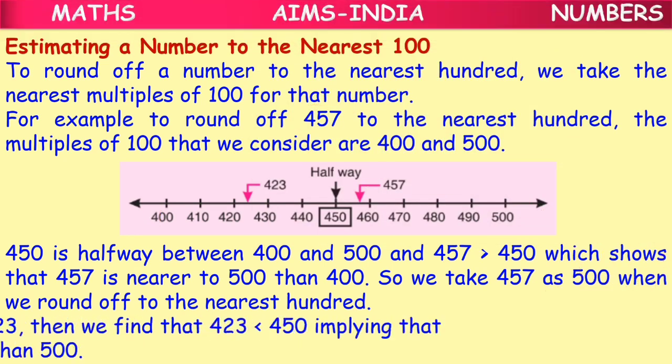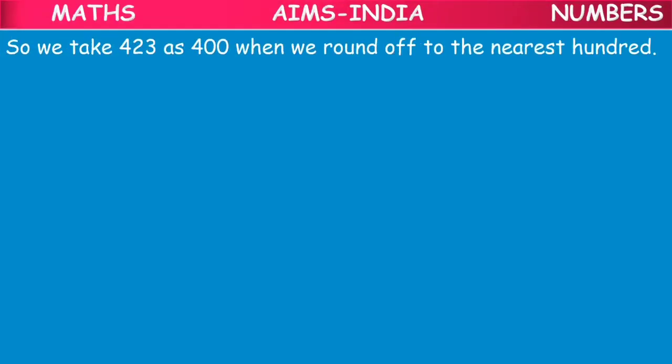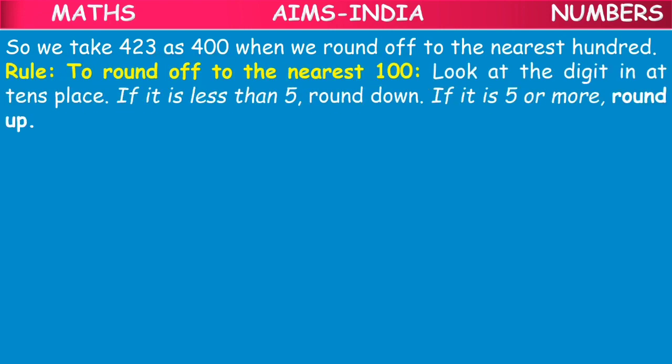Let us understand this in a stepwise manner. Okay, if in the question they asked about 423, we take 423 as 400 when we round off to the nearest 100. Why? Because this is nearer to 400 than 500. Yes, let us look at the rule to round off to the nearest 100.